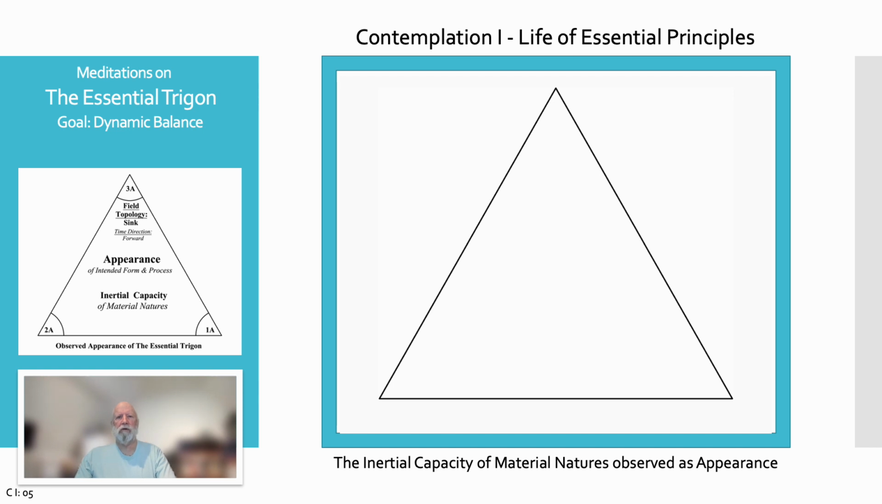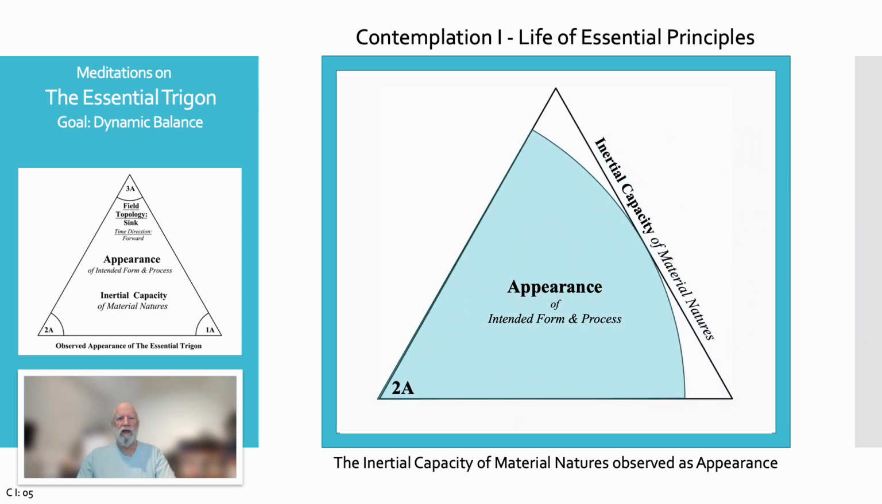The second of the field constraints, as the inertial capacity of material natures, is designated as the appearance of intended forms and processes, understood as quantifiable physical phenomena. The inertial capacity, shown in the thumbnail form to the left, subtends the angle at the lower left at 2A, shown in the larger form. It is the inertial capacity that provides for the observation of appearance in any and all of the senses as intended forms and processes in our experience.